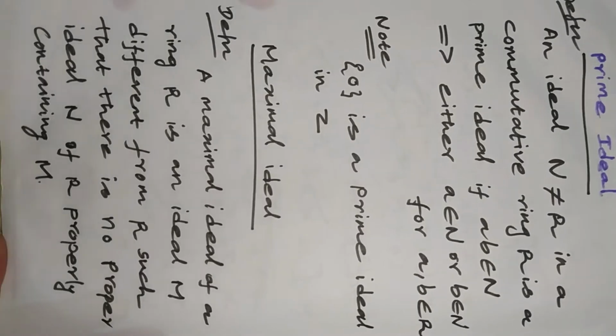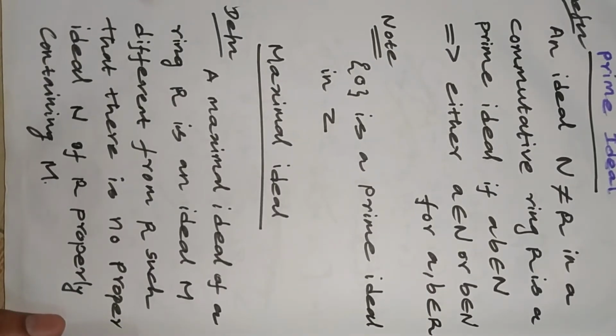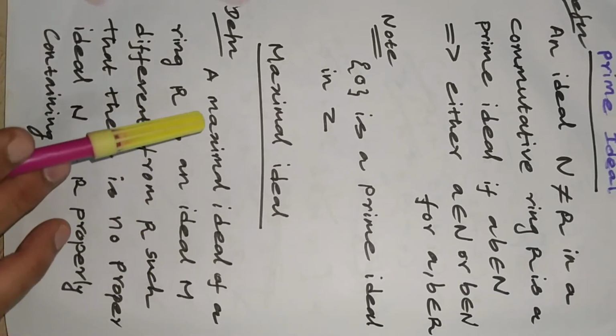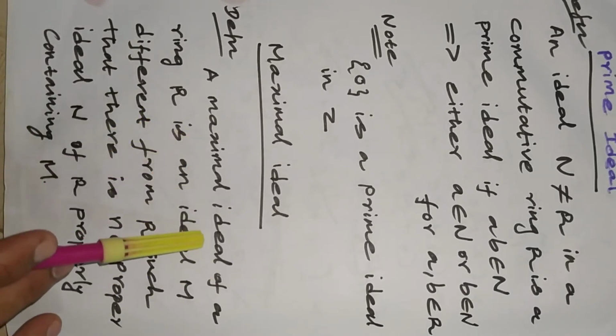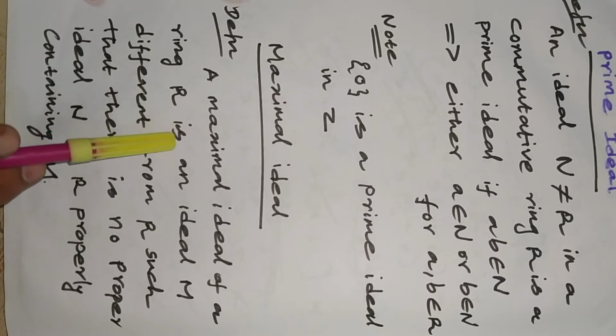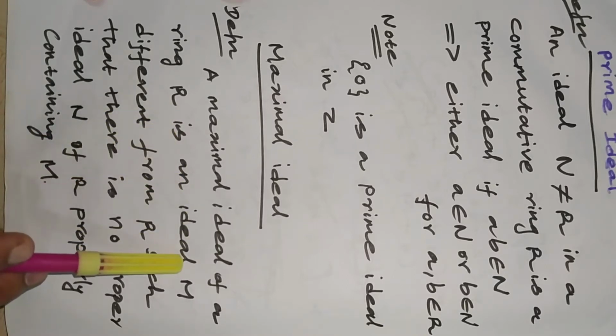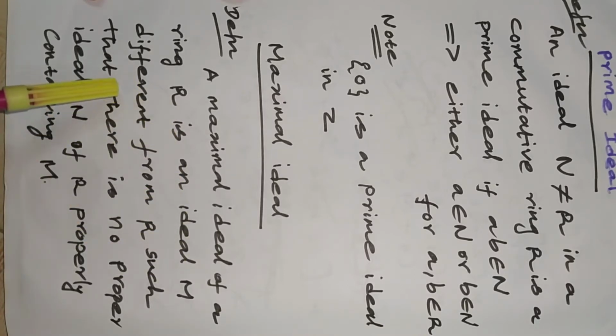The next definition, maximal ideal. So what is a maximal ideal? A maximal ideal of a ring R is an ideal M different from R, such that there is no proper ideal N of R properly containing M.